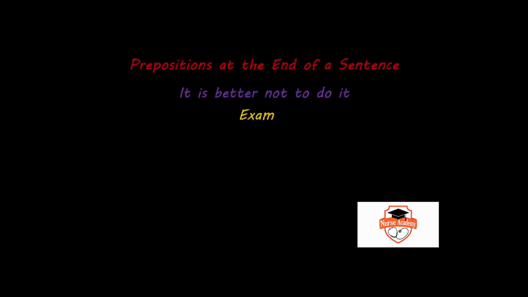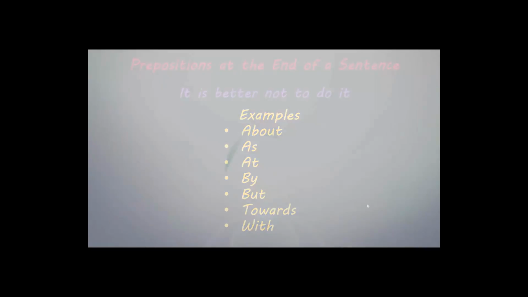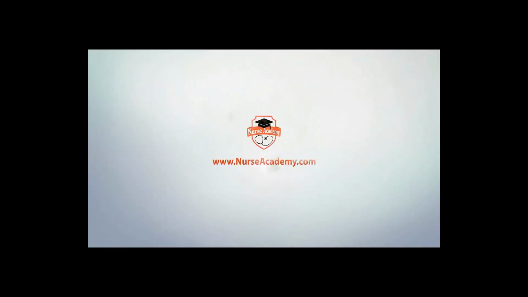Lastly, let's discuss prepositions at the end of a sentence. It is best if you do not use a preposition at the end of a sentence. It is better not to do it. Some examples of prepositions are about, as, at, by, but, towards, and with. These are some of the many examples of prepositions that you want to try to avoid using at the end of a sentence.